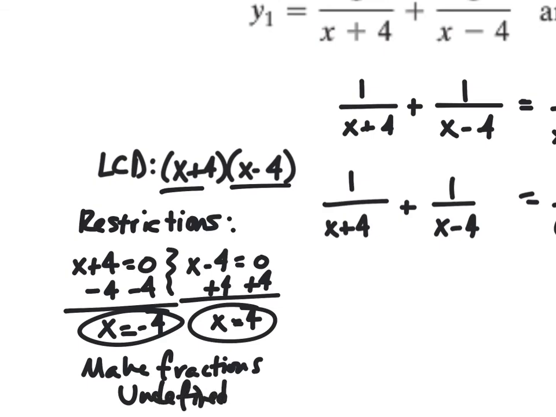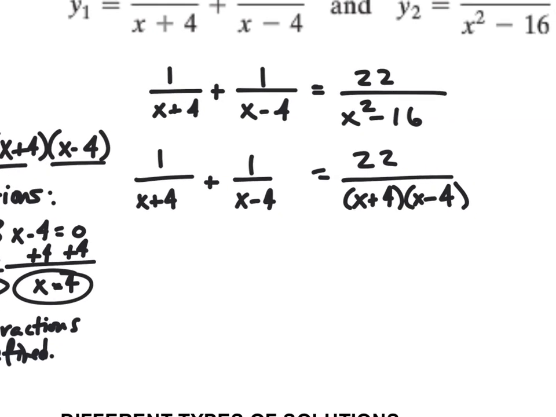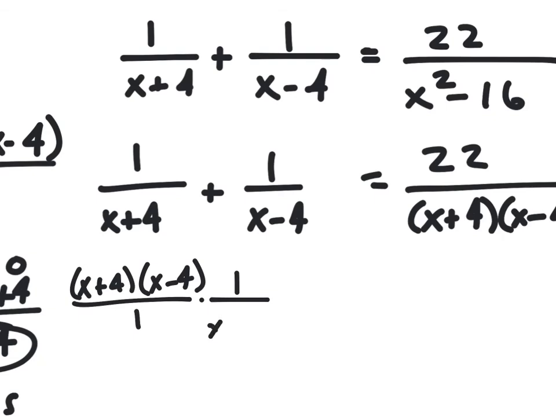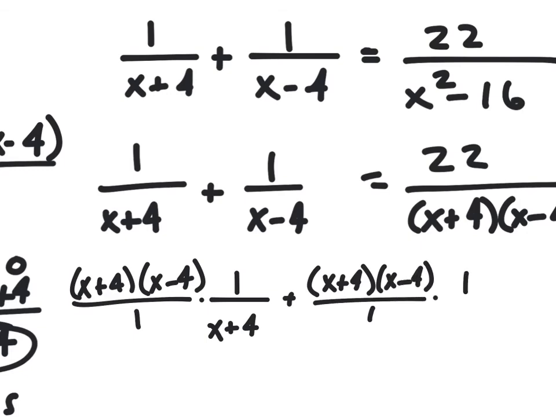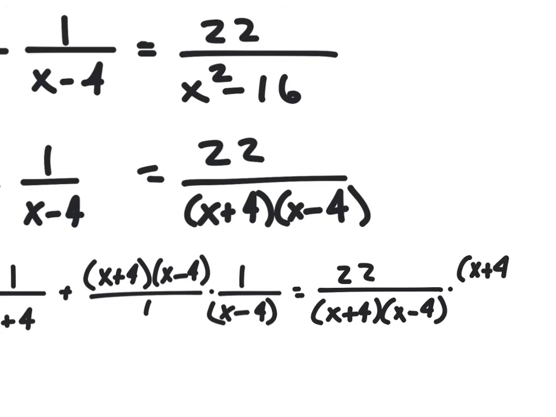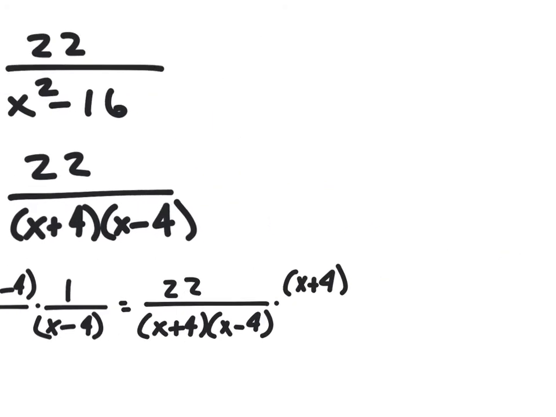Okay? Now let's do the math and let's see what we get as far as answers go. So I'm going to multiply, I've got x plus 4 times x minus 4 over 1 times 1 over x plus 4 plus x plus 4 times x minus 4 over 1 times 1 over x minus 4. Okay? And then that's going to equal 22 over x plus 4 times x minus 4. We're going to multiply that by x plus 4 times x minus 4.